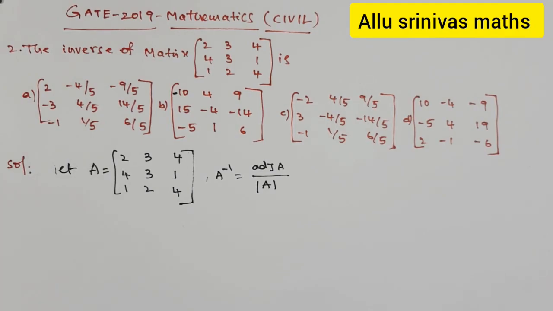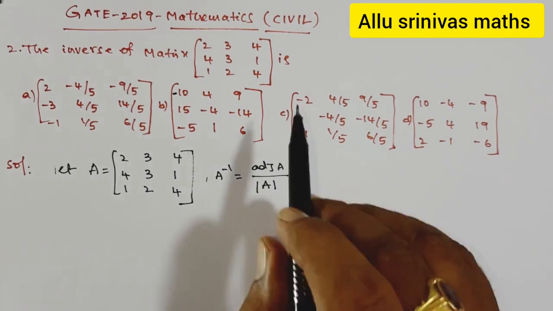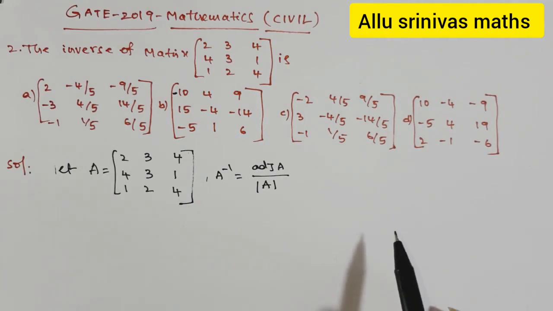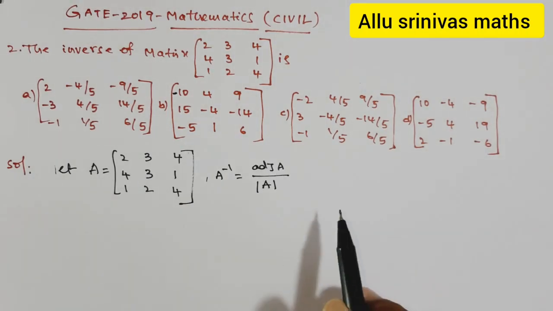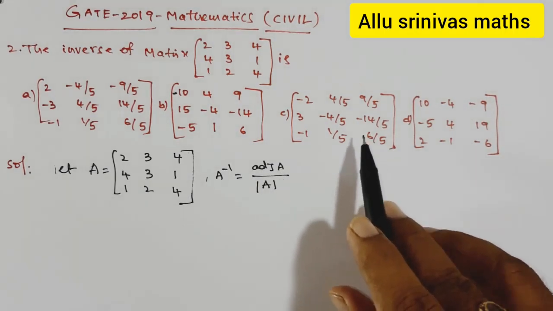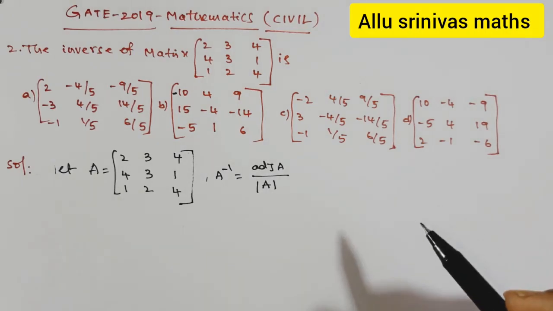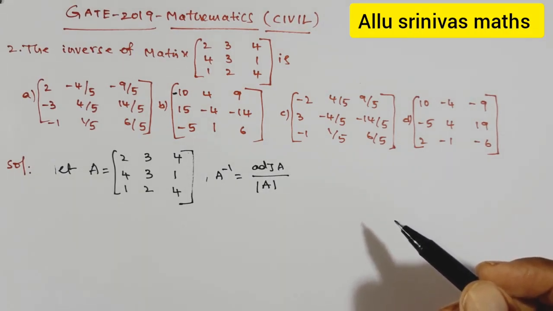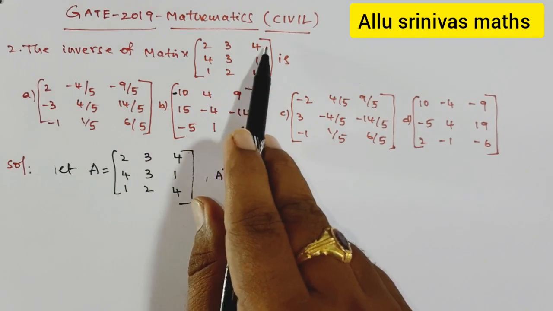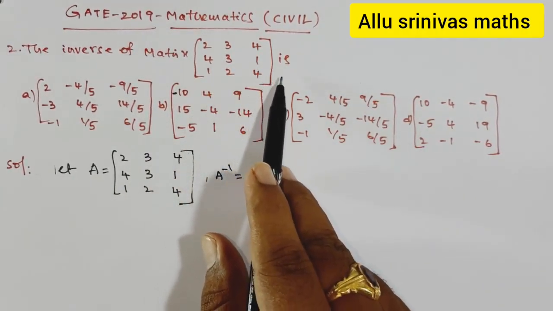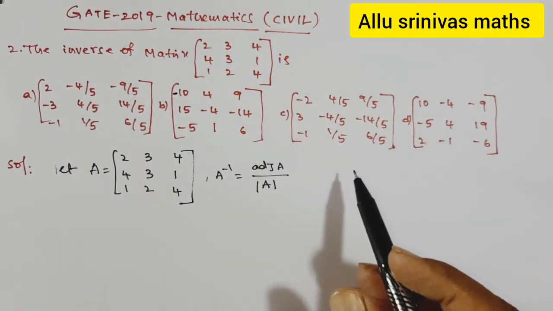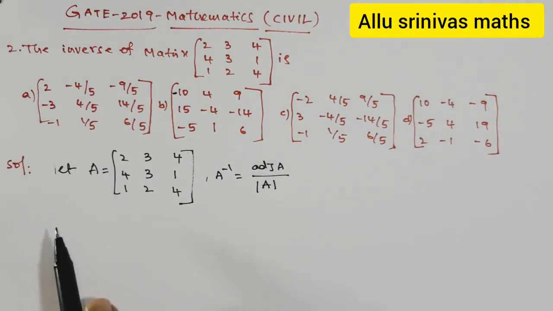Next we discuss the second question in GATE 2019 civil engineering. The question is in the linear algebra topic. Everyone observe this: every coaching center first starts with the linear algebra topic because it is an easy and scoring topic. Let us start the given question. The question is the inverse of the matrix [2 3 4; 4 3 1; 1 2 4]. Which one is correct among the given options? Let us start the solution.